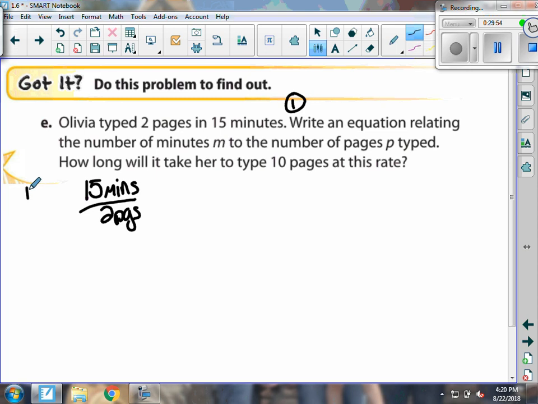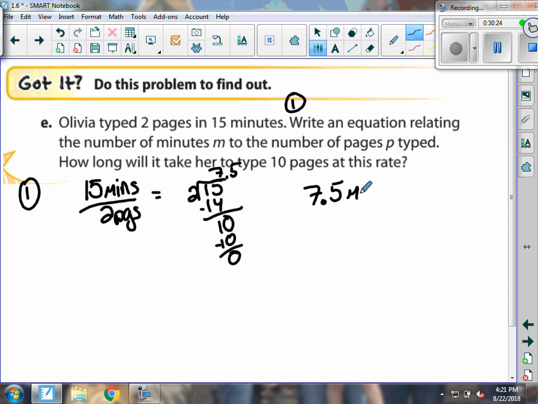15 divided by 2. 2 goes into 15 7 times. That's 14. And then it goes into 10 2 times. Sorry, 5 times. 2 goes into 10 5 times. Okay. So it's 7.5 minutes per page.